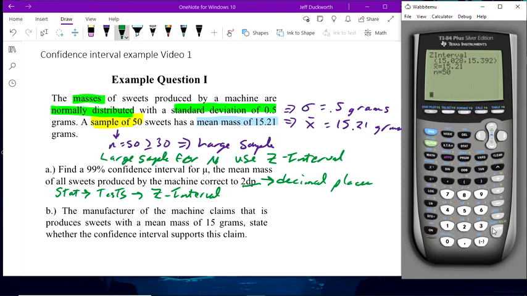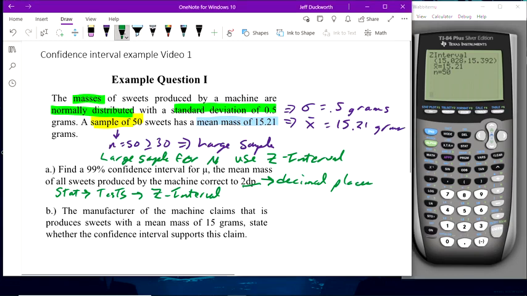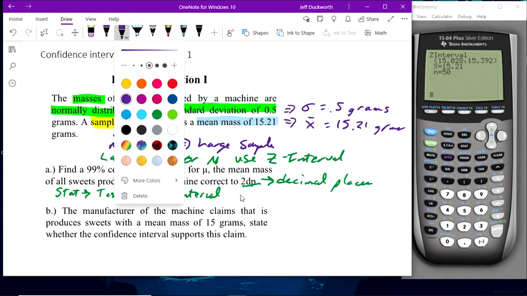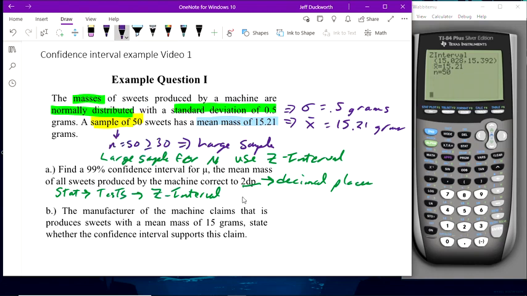Now they want 2 decimal places. So let's do that. Our interval is 15.028, which rounds to 15.03, and then 15.392 is just 15.39. Let's draw that a little better. There we go. This is our interval. So the question, part A, just asked for the interval. We have the interval right there.